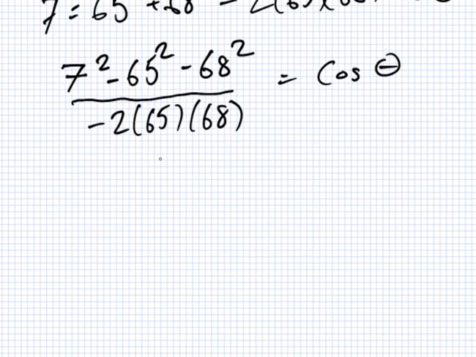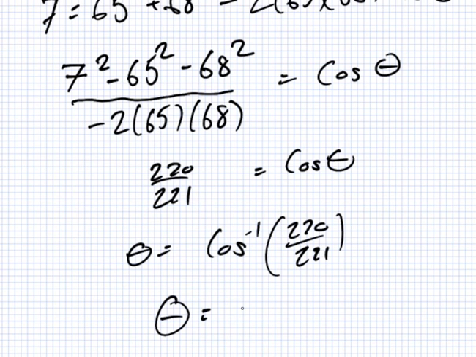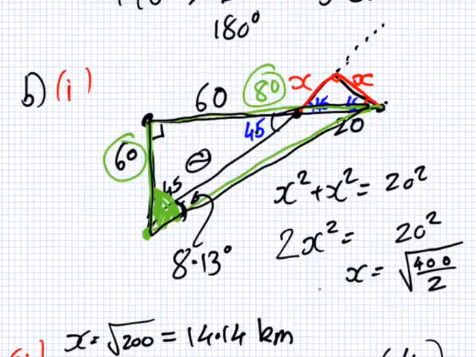Okay, part C. Can I do part C? So part C is they give you a triangle. This side is 65, this side is 68, this side is 7, and I want this angle here, theta. What rule can give me this angle? Correct, cosine rule. So I have 7 squared equals 65 squared plus 68 squared minus twice 65, 68 cos theta.